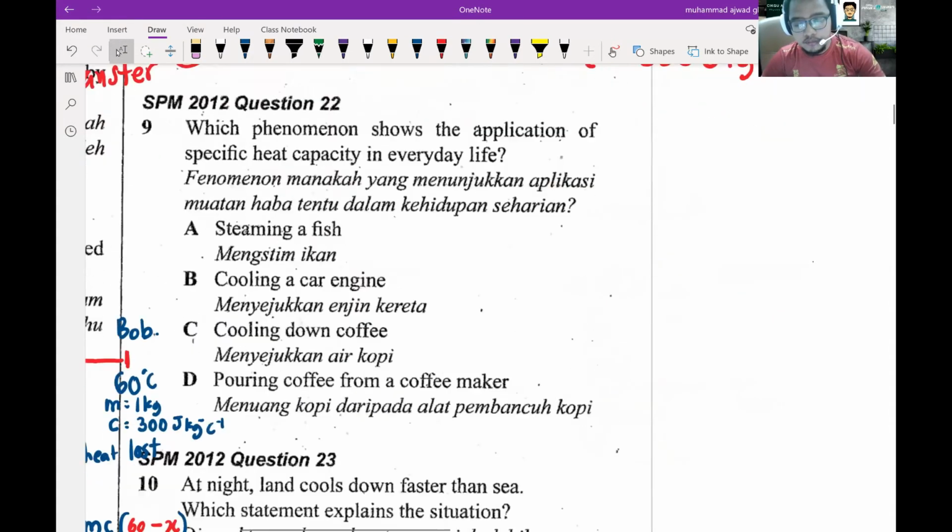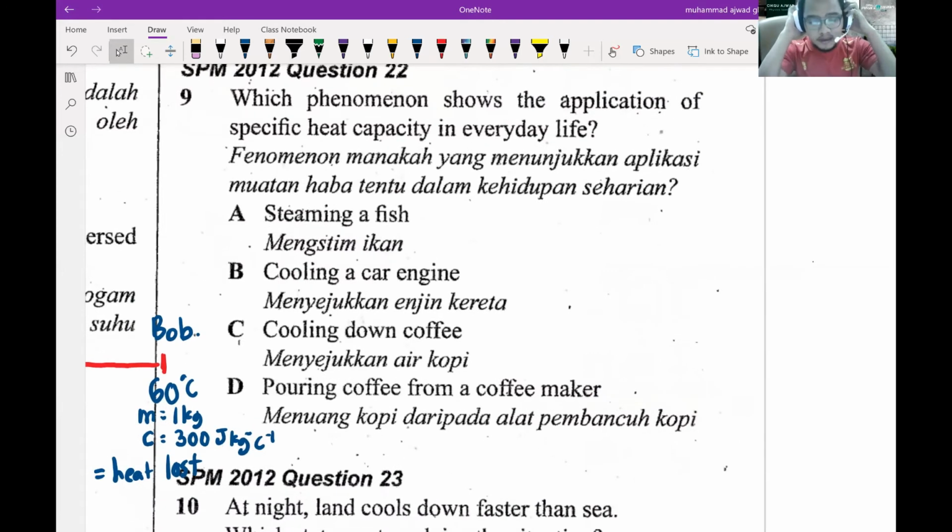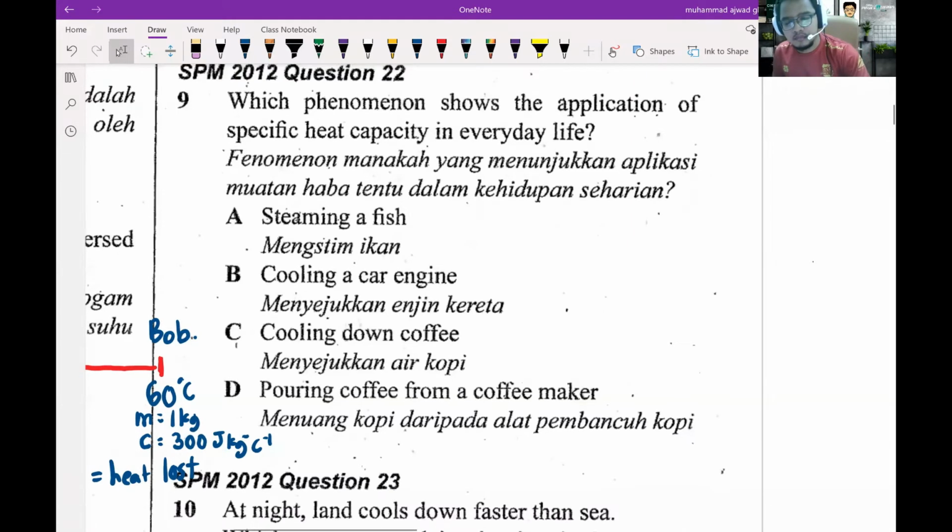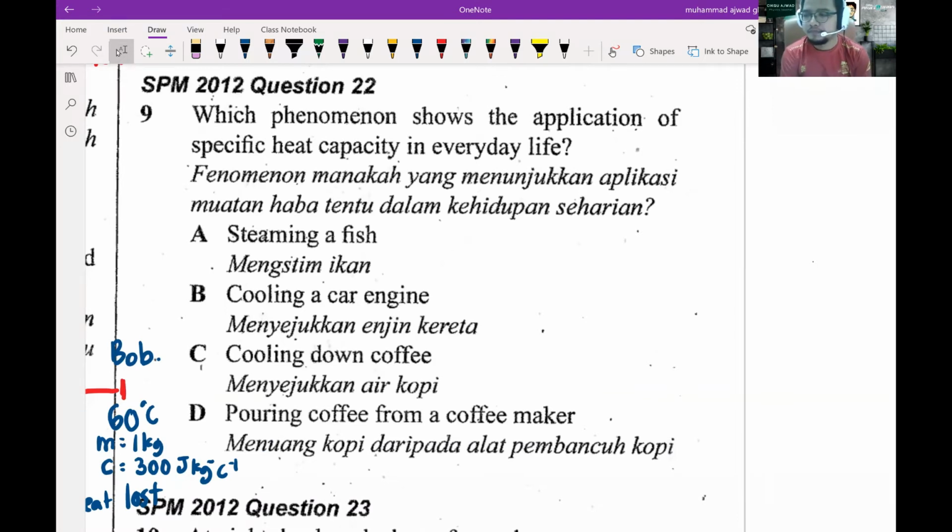Okay, next one. Which phenomena show the application of specific heat capacity? Ini ramai juga yang confused ni. Okay, mana satu? Okay, yang mana satu korang rasa? Yang gunakan specific heat capacity. Meaning it based on specific capacity lah. Kenapa dia digunakan? Because of specific capacity.